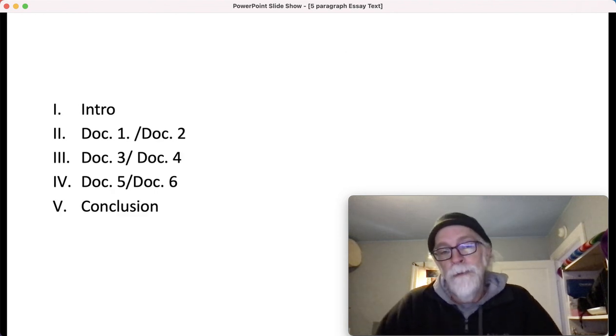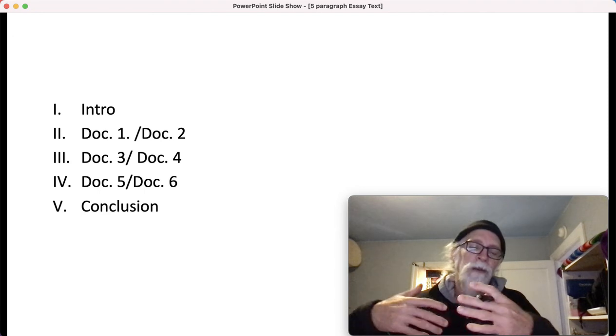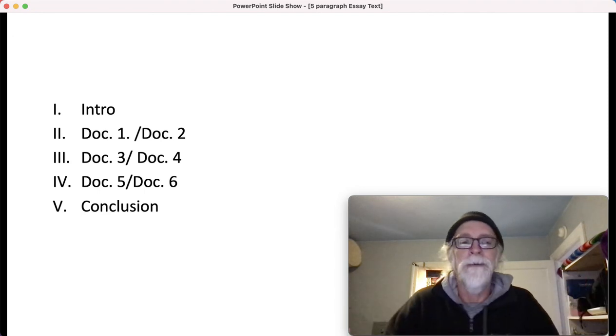So this is one look at the outline, right? The introduction, and then I'm going to talk about document one. In this particular case, maybe each of those paragraphs, you got two documents in there. We'll talk about document 1 and 2, and we'll talk about document 3 and 4 and 5 and 6. And you got to find a way so they're related to each other and all that, right? And the conclusion.